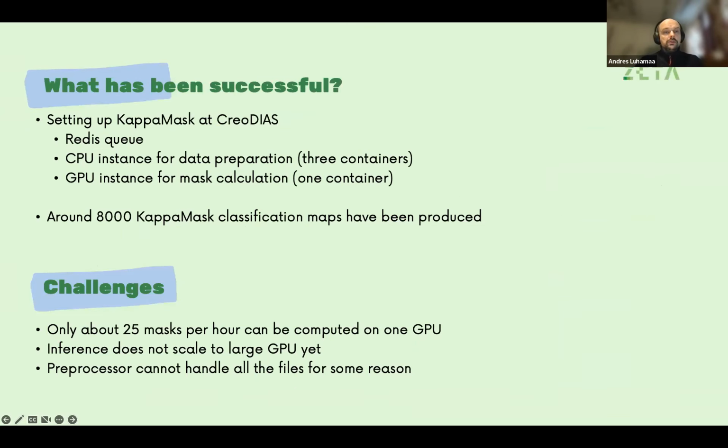Okay, and what are we doing in the C-Scale context? So the Kappamask production is working fine in CreoDIAS. There is a small Redis queue that shares tasks between workers, so we can optimize the use of the GPU and not wait until some data is being fetched from S3 or uploaded to the final location, so that the GPU can concentrate on the GPU work. There is one instance for CPU, which is doing the data preparation, which is basically the interpolation to the 10-meter grid. By now, we have around 8,000 tiles, or these full products, produced.